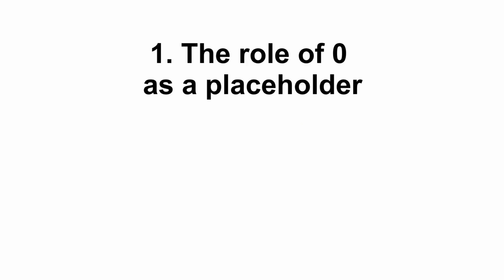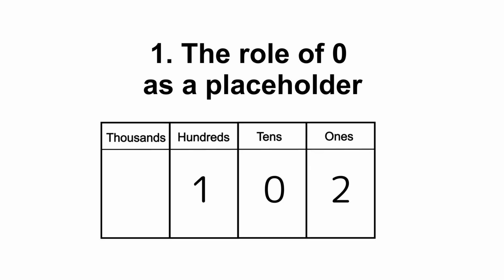1. The role of zero as a placeholder. In the decimal system, zero indicates that a particular place value has no value. By using zero, we can distinguish between different values such as 1, 10, and 100. For example, consider the number 102. This number indicates that 1 is in the hundreds place, 0 is in the tens place, and 2 is in the ones place. If there were no 0, it would be written as 12, which represents a completely different number. There will be chaos. 0 is essential for correctly representing place values.